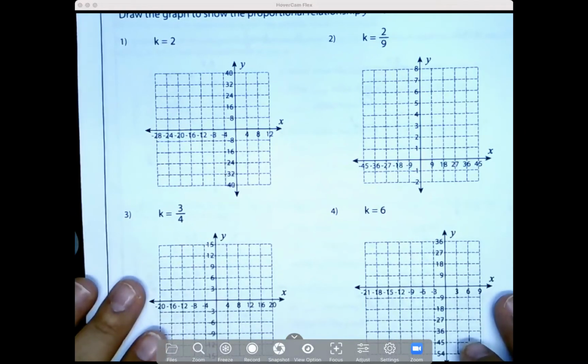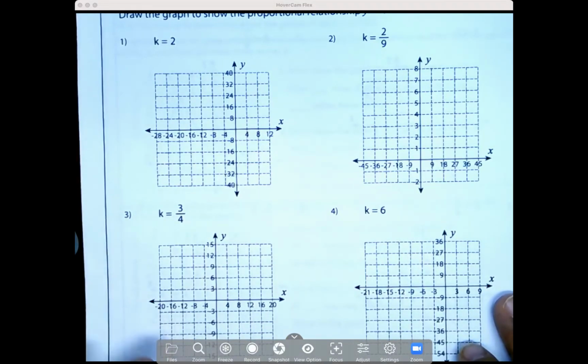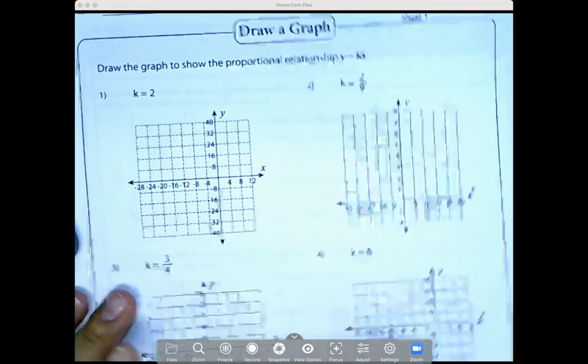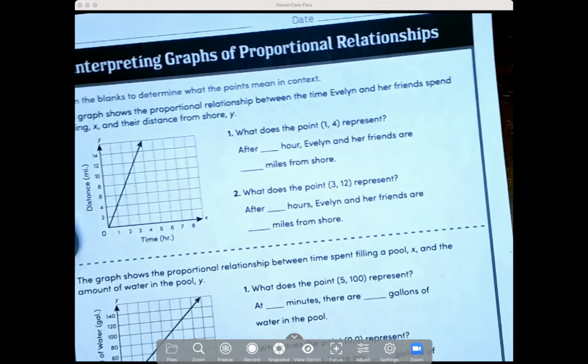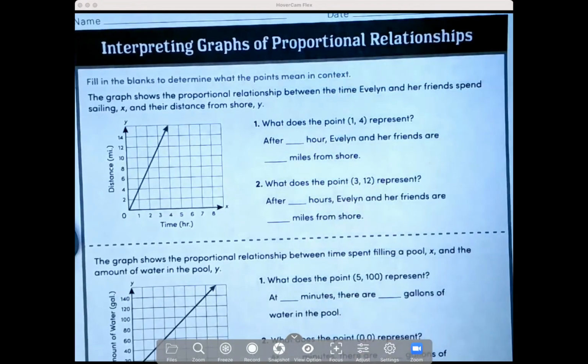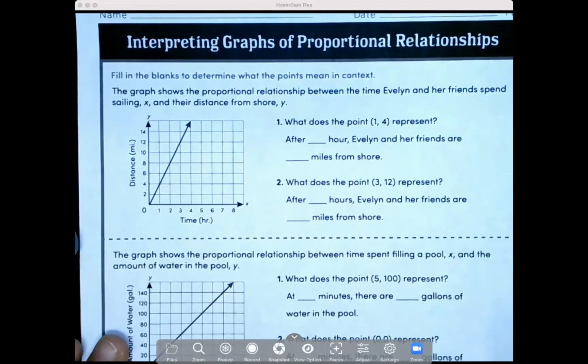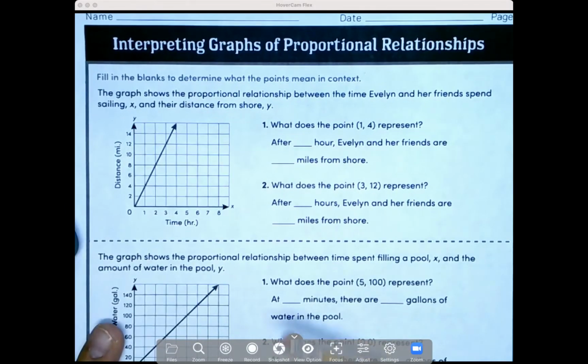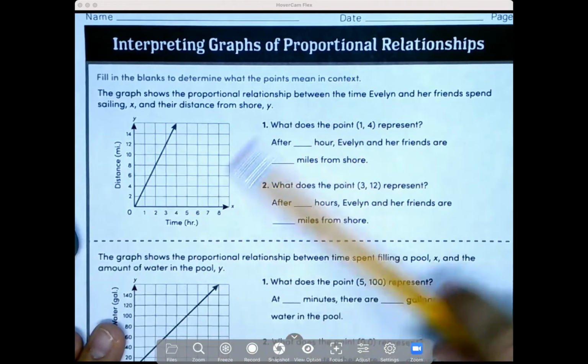This worksheet simply has them go in a different direction. So if you have students who need more of a challenge, having them draw them out is much more challenging than you would think it would be. And so you can do an extension with this. But the more important part that I'd like you to go over is interpreting the graphs of proportional relationships. So after you've done some work with just basic graphs, we're going to add in everything all together.